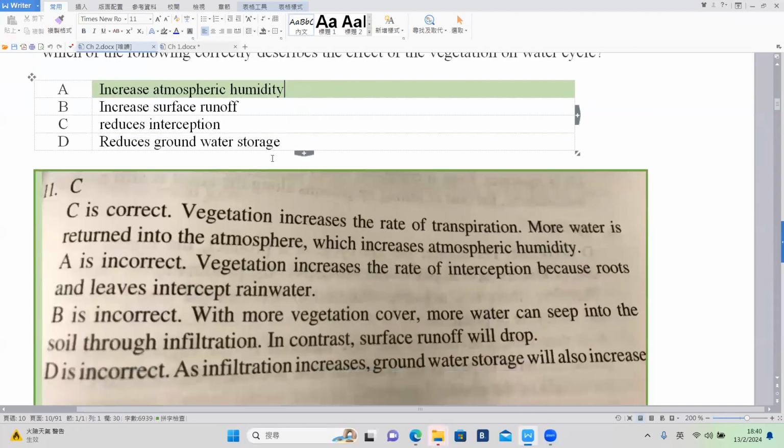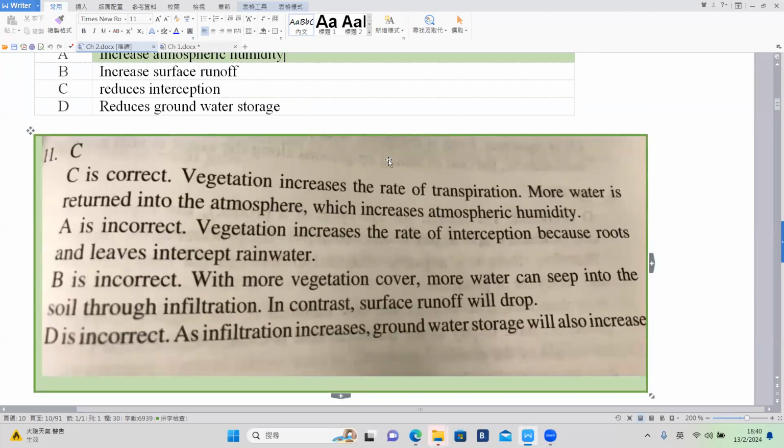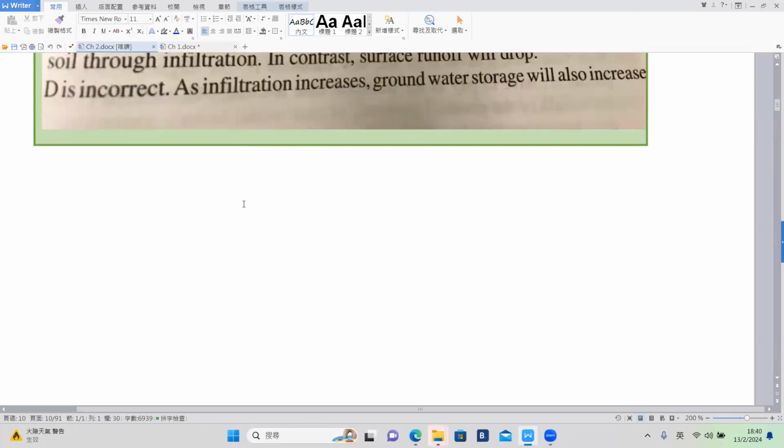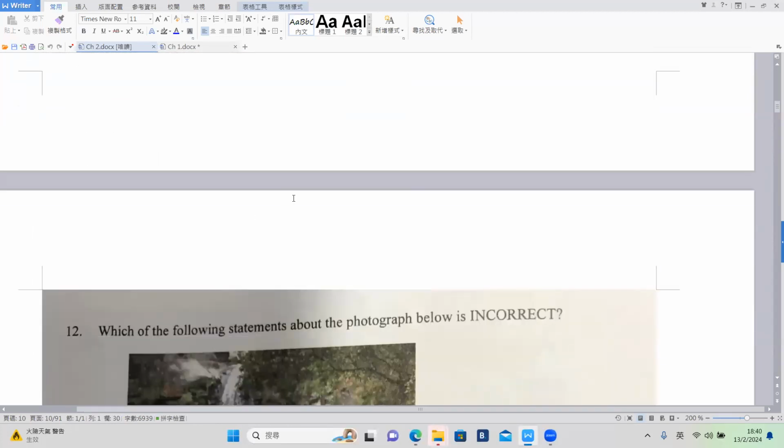Okay, increasing atmospheric humidity. More water is returned to the atmosphere, which can increase the atmospheric humidity. Okay, so number 1, A or right here is C, is correct. Okay, number 2, MC.